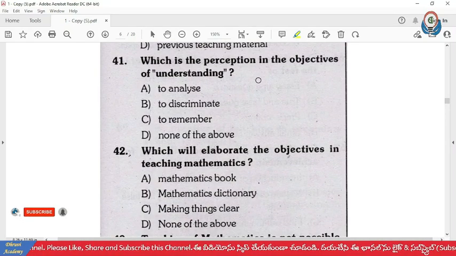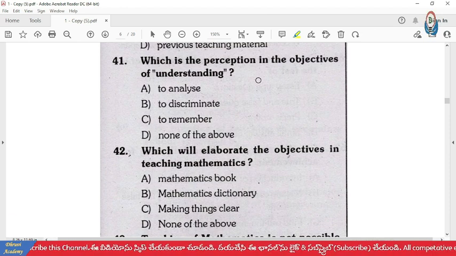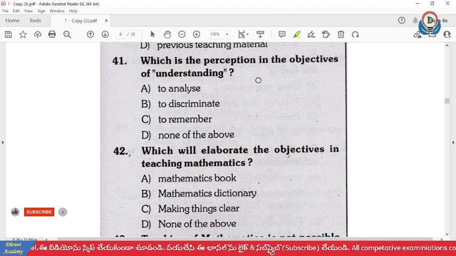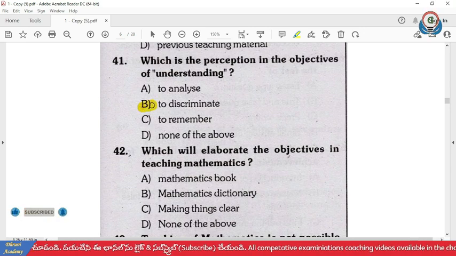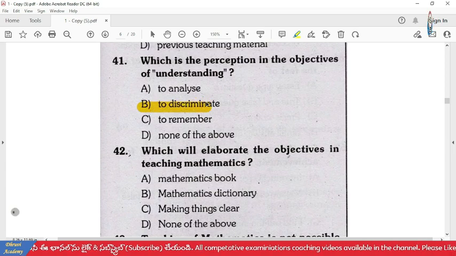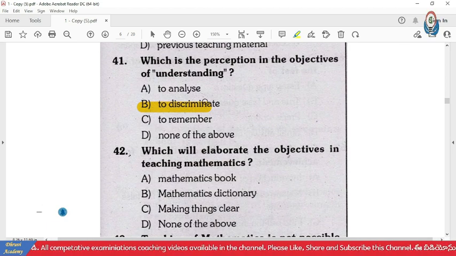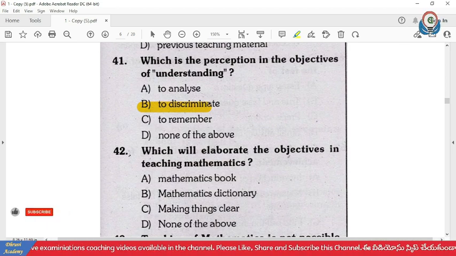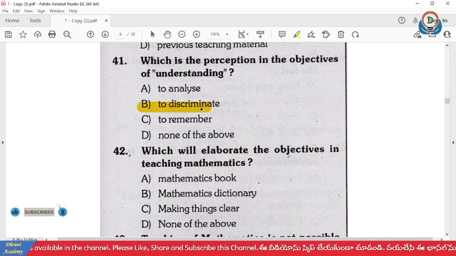Which is the perception in the objectives of understanding? A to analyze, B to discriminate, C to remember, D none of the above. The answer is to discriminate. Discriminate is nothing but just distinguishing between things. So that is the understanding. Option B is the right answer.